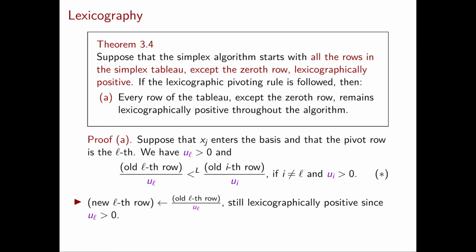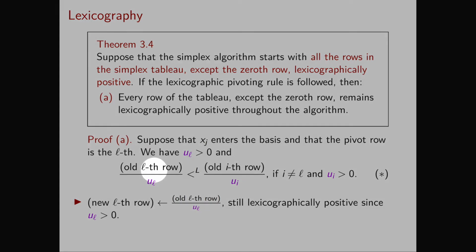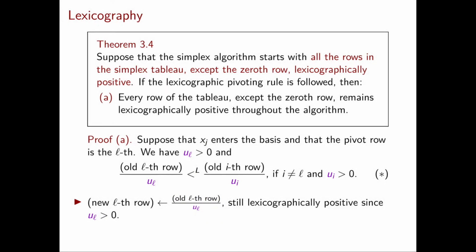From the definition of L, we have that UL is positive. Since our lexicographic pivoting rule chooses the row L, it means that the lth row of the tableau divided by UL is lexicographically smaller than any other row I of the tableau divided by UI, provided that UI is strictly positive. Now let's see how the rows of the tableau look after the elementary row operations are performed.